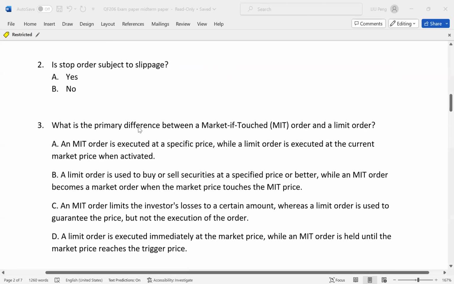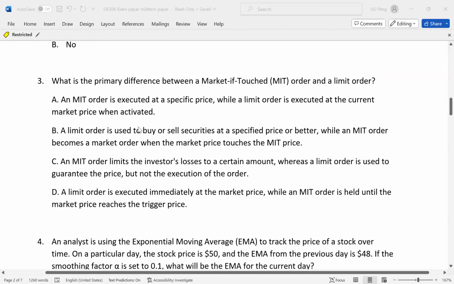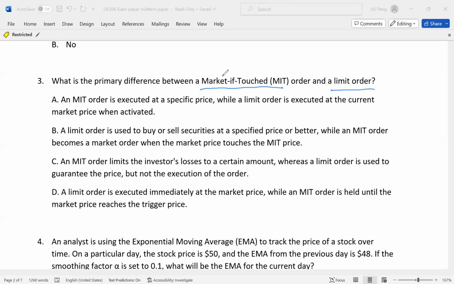So let's look at the third question, and it is about the order type, which is market if touch order, or MIT order. And we're asked the difference between MIT order and the limit order, right? So this is another type of order that belongs to the market order. So this is still a market order. That means it's going to be subject to slippage, right?